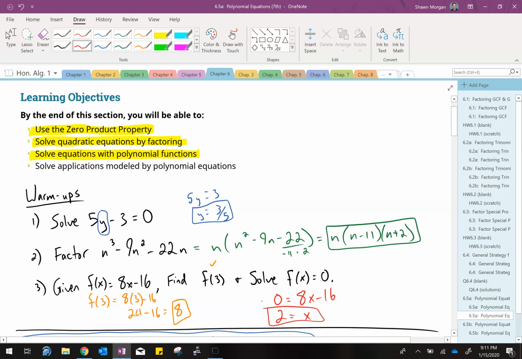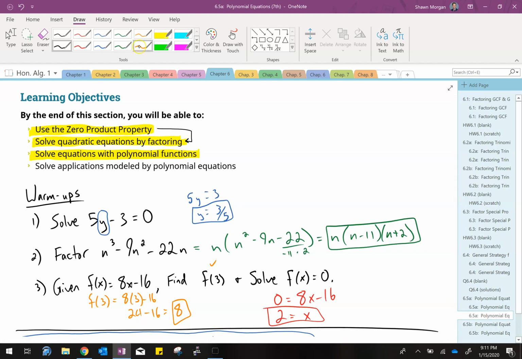So with those warm-ups underway, you look at your learning objectives for today. We're going to be making use of the zero product property, but we're going to do so in the context of solving some quadratic equations. I will remind you in just a bit about what quadratic equations mean.